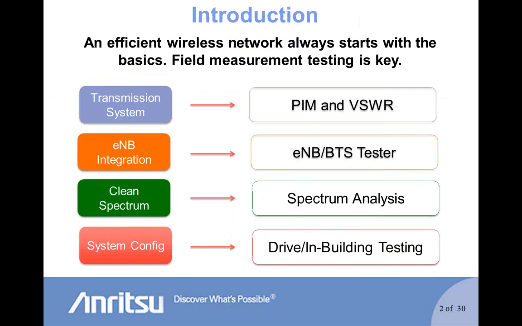So if you take a look at the fundamentals of optimization in an efficient wireless network, it really starts with the transmission system, obviously integrating the eNode B, making sure that your spectrum is clear in case you have new spectrum or maybe you're migrating from a 3G technology. And then lastly, your system configuration.